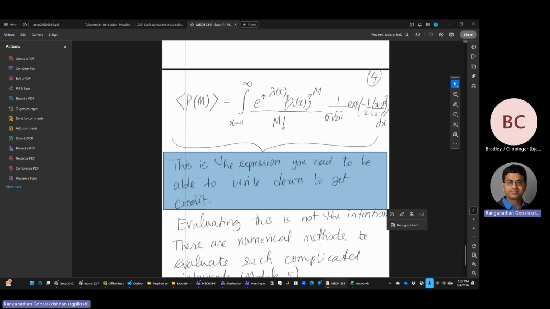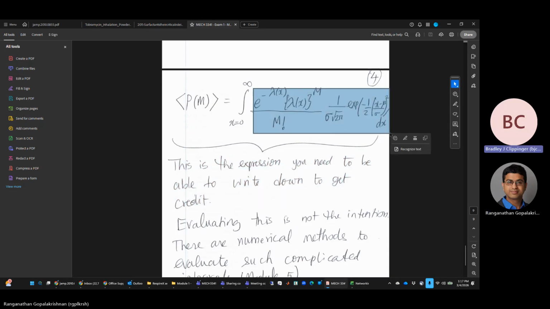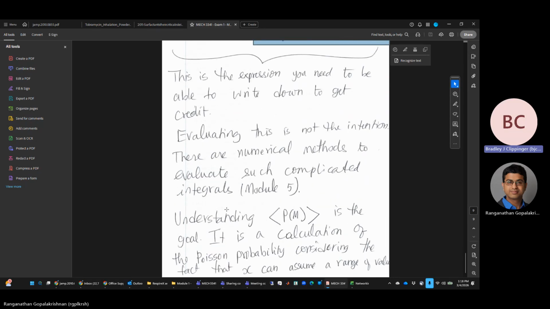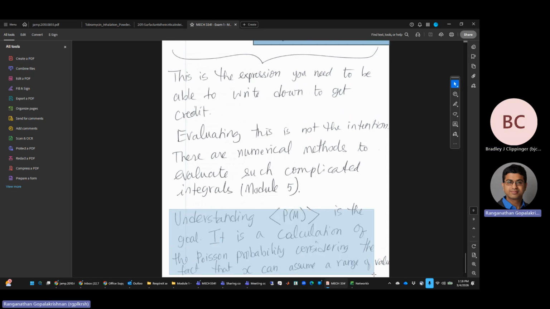There are numerical methods that you can apply because it's not easy to integrate such an expression. It's not something you can simply analytically integrate. Okay, so the whole point of the exercise was to set up that integral, not necessarily integrate and solve for it. Exactly. I've written it here.